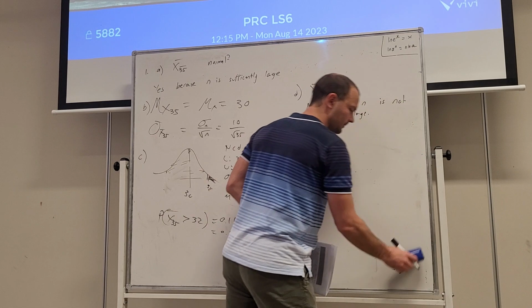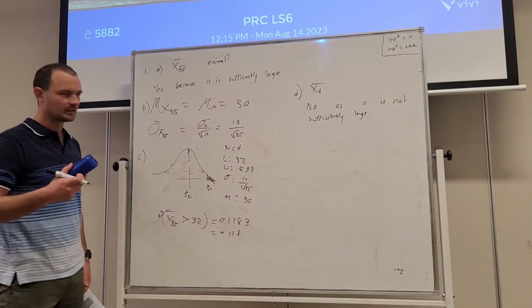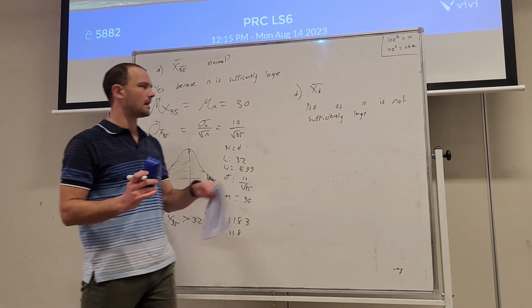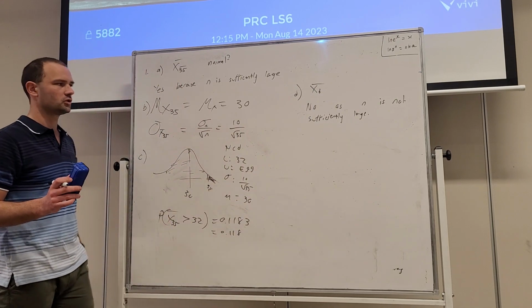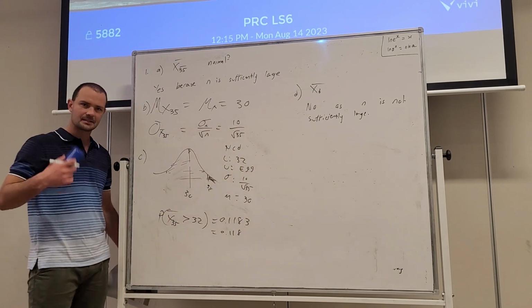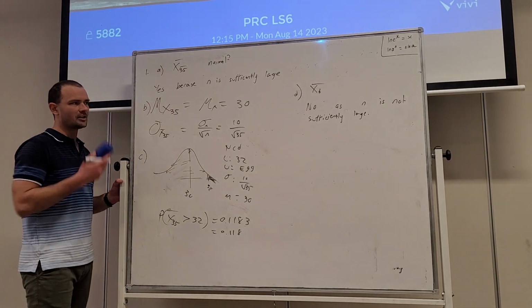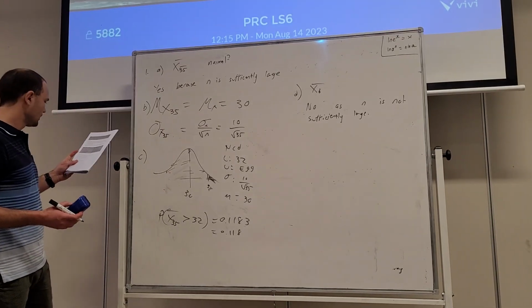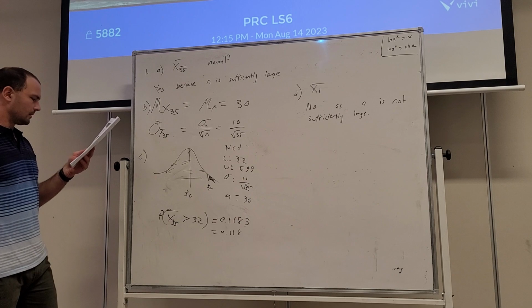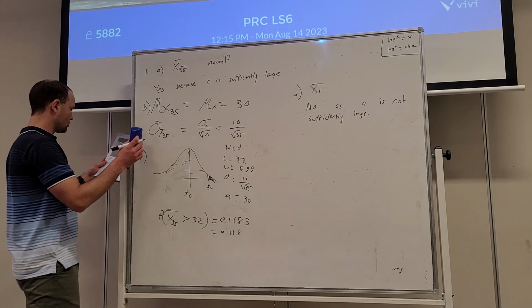Okay, so this kind of ambiguous language is deliberate, because there isn't a hard and fast rule as to what value of n constitutes sufficiently large, because it does depend on the normality of x itself. So we just use larger than 30, right? And we make the ambiguous statement. Okay, let's move on to question 2.